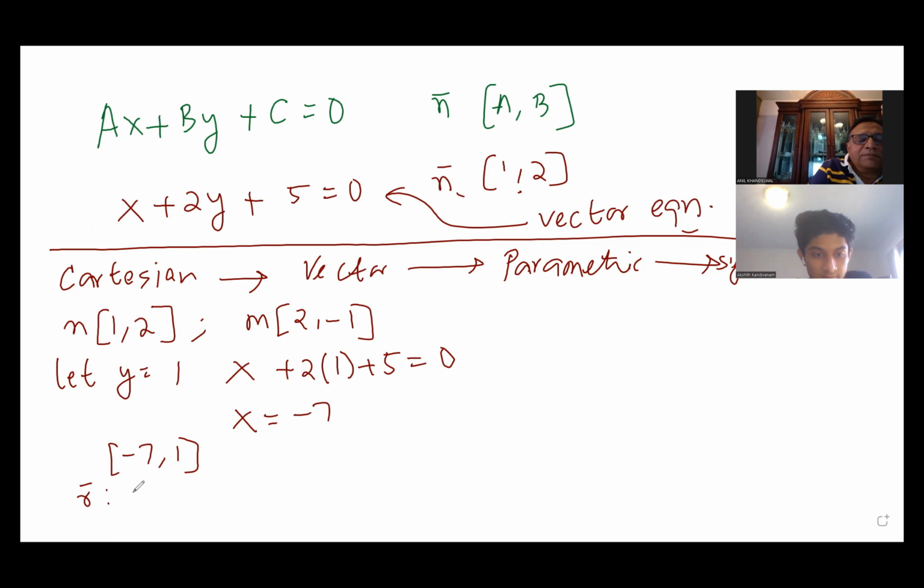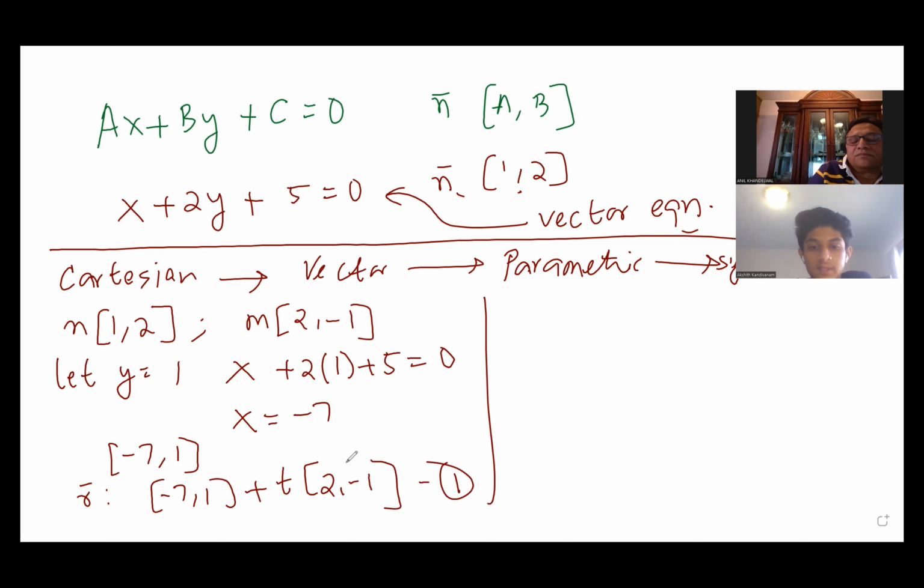The vector equation will be (-7, 1) plus t times (2, -1). Is that an equation? We got one equation, right? You can find some other point, put y equals 0, for example. If you put y equals 0, the other point could be (-5, 0). So you can also write (-5, 0) plus t times (2, -1). That is also a vector equation. Is it okay? Yes, sir.